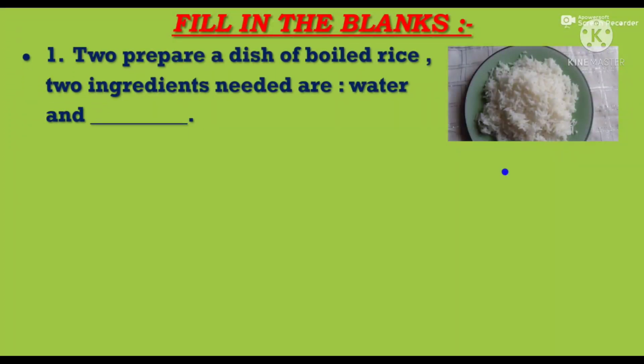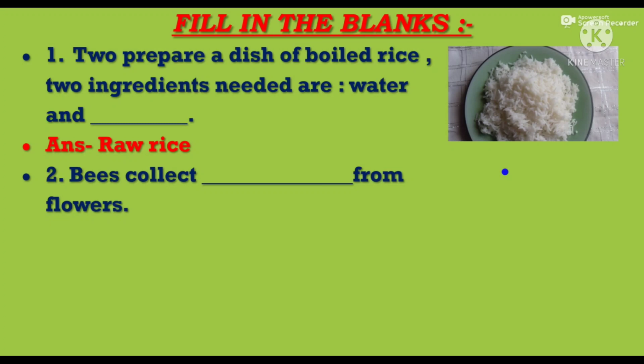So first activity is fill in the blanks. So now we will fill in the blanks. So first question is, to prepare a dish of boiled rice, two ingredients needed. Those are water and raw rice.